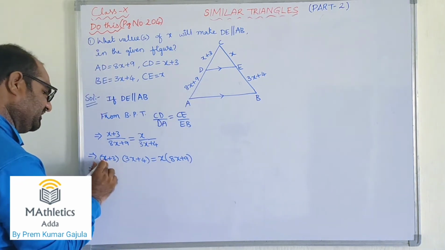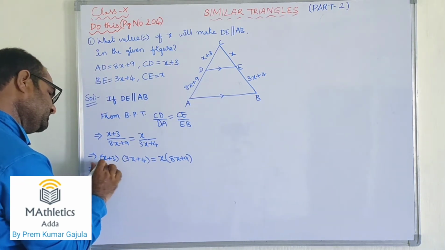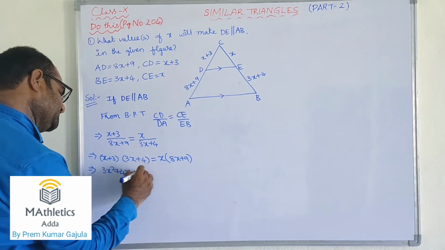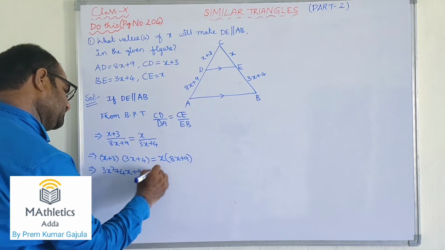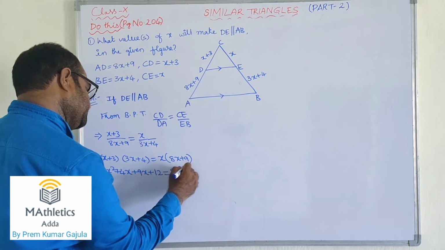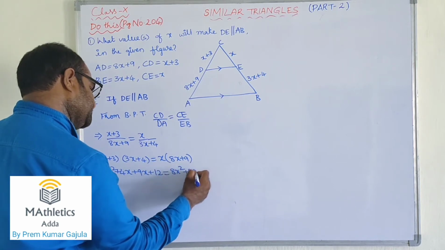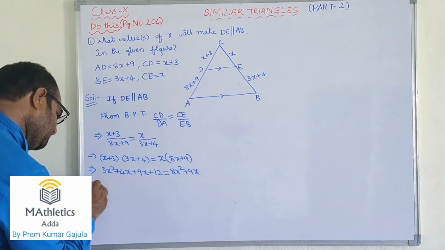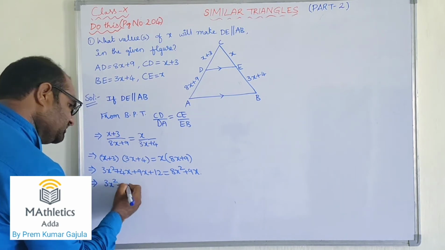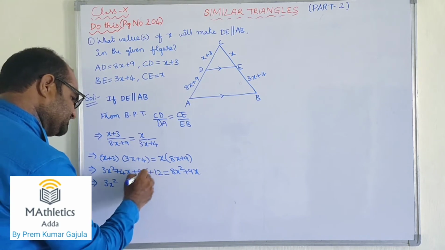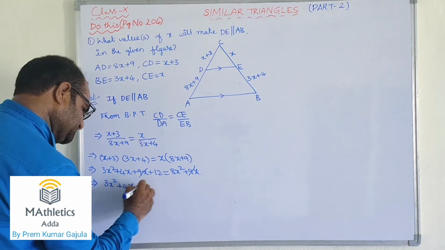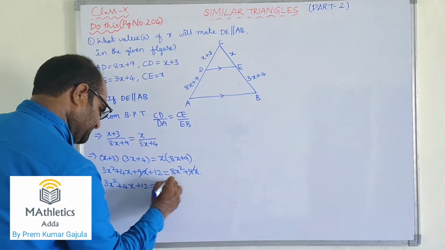So if you further multiply, x into 3x, you will get 3x square. X into plus 4 you will get plus 4x, plus 3 into plus 3x you will get 9x, plus 3 into plus 4 you will get plus 12, is equal to x into plus 8x you will get 8x square, plus x into plus 9 you will get plus 9x. Now if you further simplify, you will get 3x square plus 4x plus 9x, or otherwise you can cancel here, plus 9x and plus 9x. Okay, so here plus 4x plus 12 is equal to 8x square.